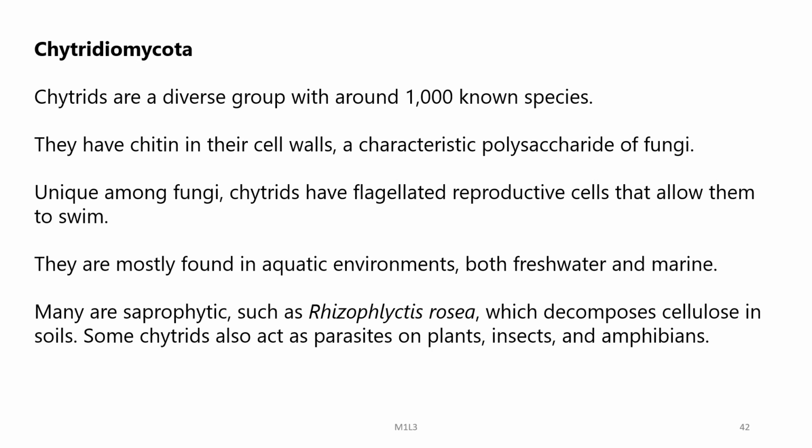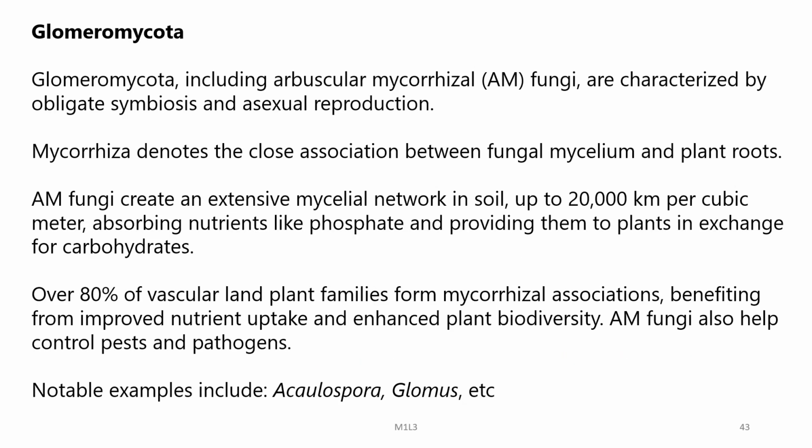Chytrids, which are a diverse group with around 1000 known species. They have chitin in their cell walls, which is a characteristic polysaccharide of fungi. These Chytridiomycota are unique among fungi. They have flagellated reproductive cells that allow them to swim. They are mostly found in aquatic environments, both freshwater and marine. Many are saprophytic, such as Rhizophlyctis rosea, which decomposes cellulose in soils. Some chytrids also act as parasites on plants, insects and amphibians.